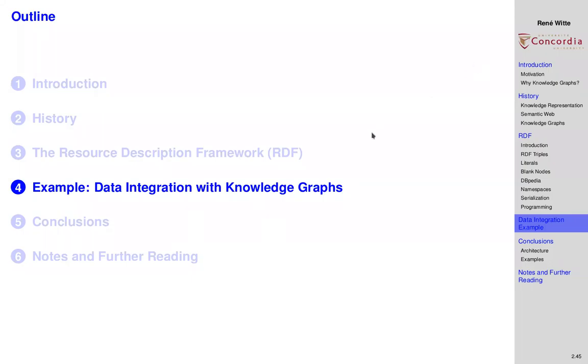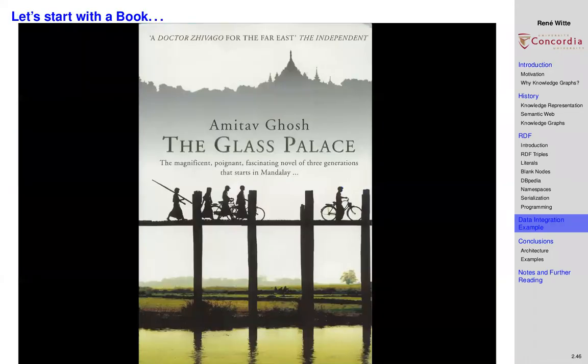Hi there. So after all the technical details, let's look at the big picture again and how you can use these knowledge graphs in practice. So in the example, we're going to look at an online bookstore. And let's start with one book, the one shown here, The Glass Palace, in this online bookstore.